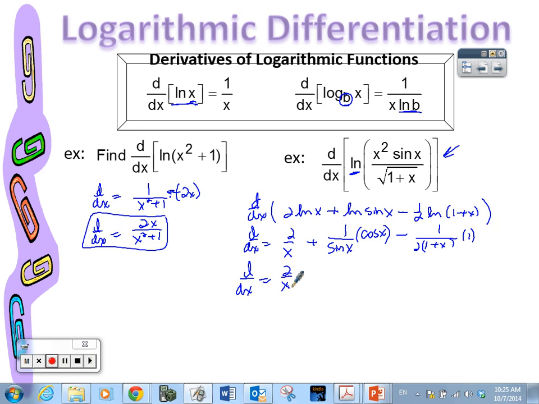So I have 2 over x plus, so cosine over sine, I'm going to just tell you they're not going to leave it like that. They would turn it into cotangent. Minus 1 over 2 times 1 plus x.